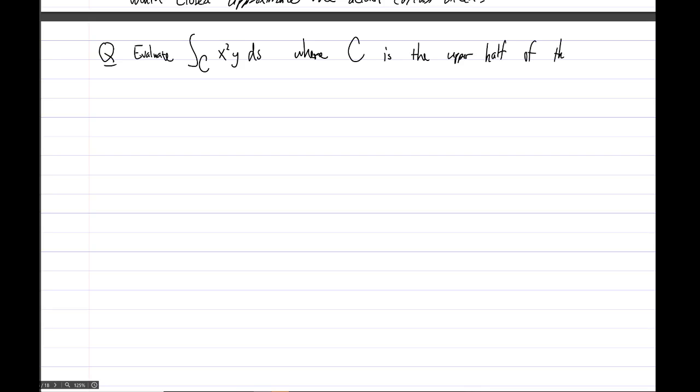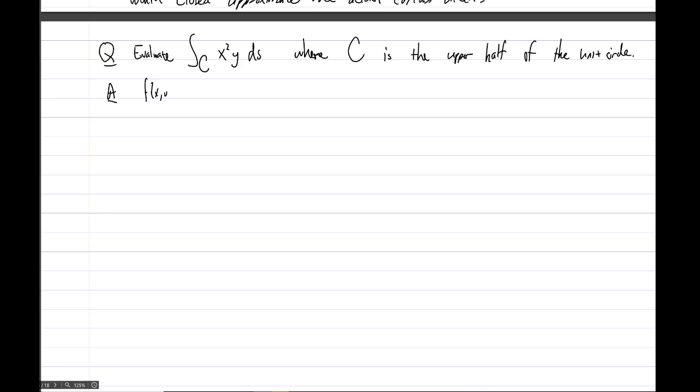Let's do some examples. So we'll evaluate the integral over c of x squared y ds, where we better actually describe what c is. Right now it's just a letter that hasn't been defined, where c is the upper half of the unit circle. Okay, so first time around, we're going to take this a little slower.